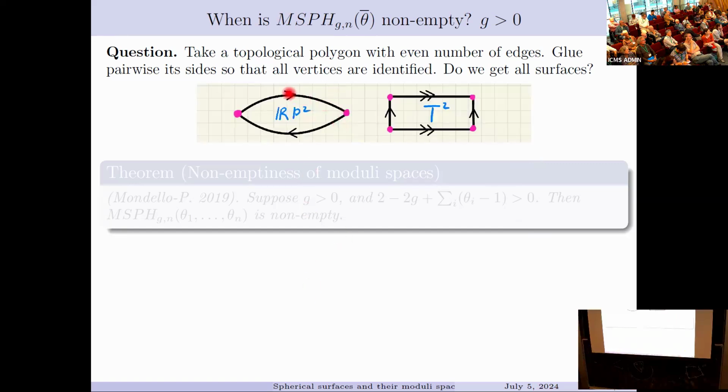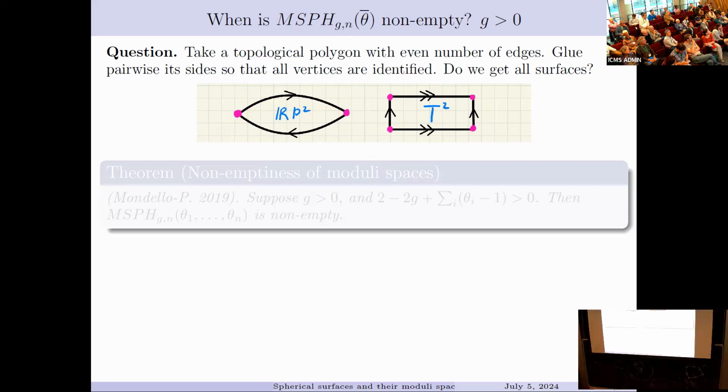So basically, here I show you. This way you get RP2. You glue this edge with this edge, and you get RP2, and notice that this vertex and this vertex are glued together. And if you take this rectangle, you get a torus. But what you don't get is, as you can maybe imagine, a sphere. There is no way to glue a sphere this way.